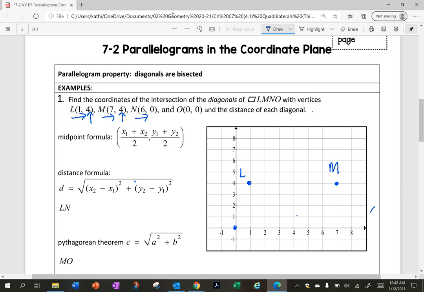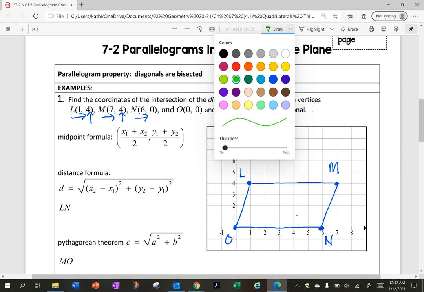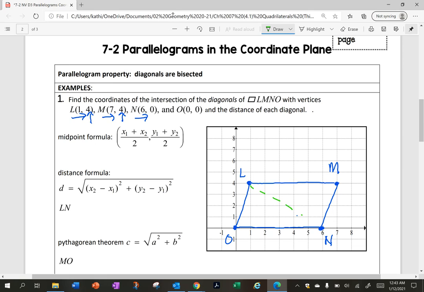N is at 6, 0. And O is at the origin. Here is my parallelogram. It's first asking me to find the distance of each diagonal. The diagonal is from one non-consecutive vertex to another.